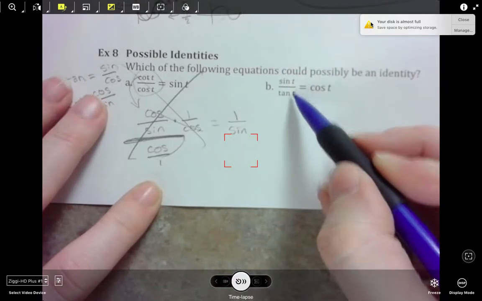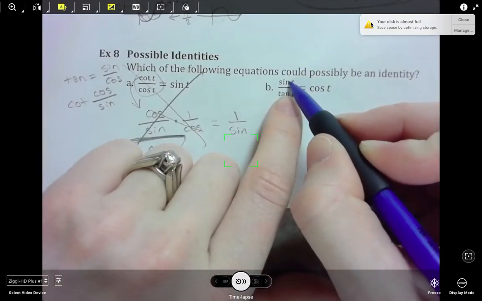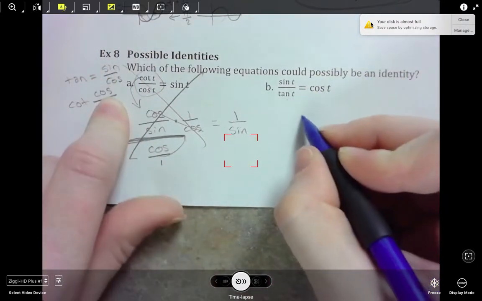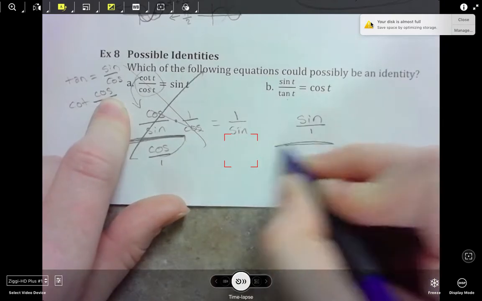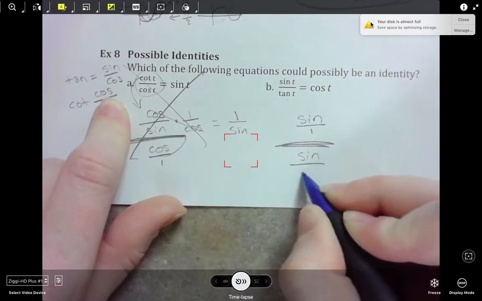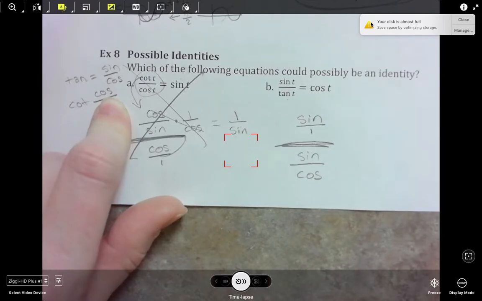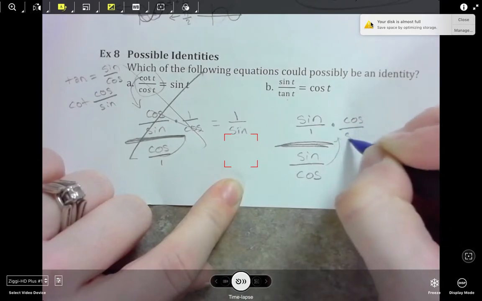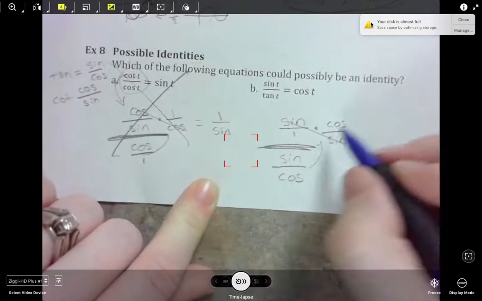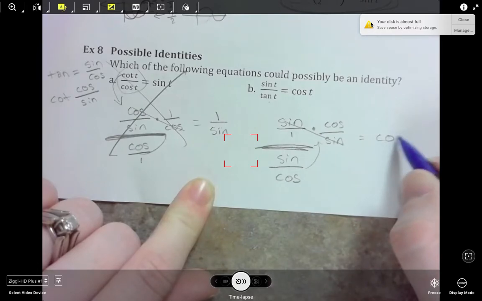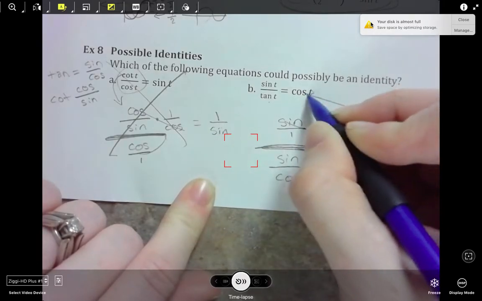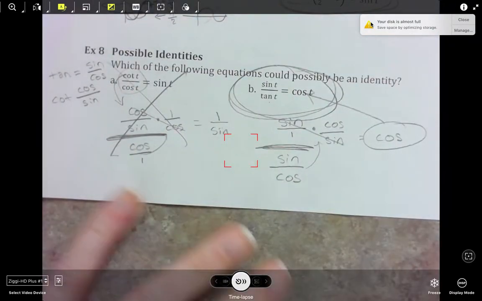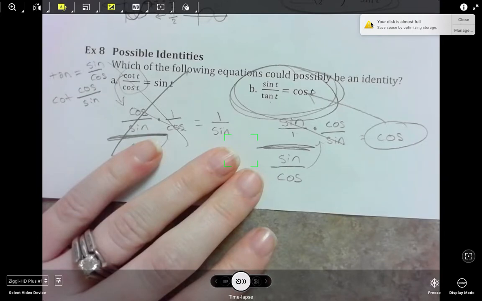But let's look at this one and see if this one is true. So here I have sine on the top, and I have tangent on the bottom. We said tangent is sine over cosine. So I've got sine over 1 on the top, and I have sine over cosine on the bottom. Okay? So I'm going to keep flip, flip again. I'm going to flip him to the top and multiply. So this is cosine over sine. The sines are going to cancel out. So I have cosine over 1, which is just cosine. And that's what I have here on the right side. So this one is an identity. Yes, we win.